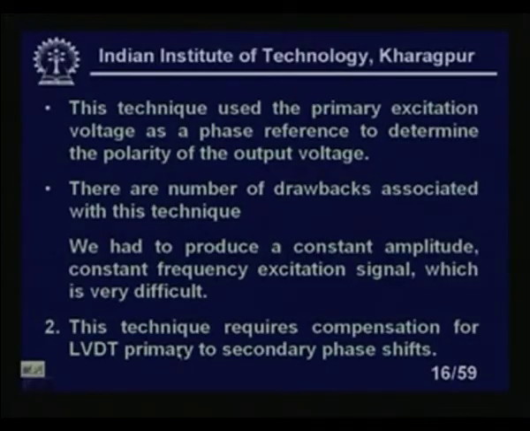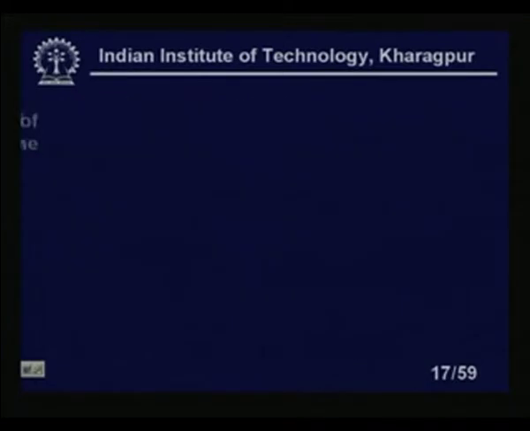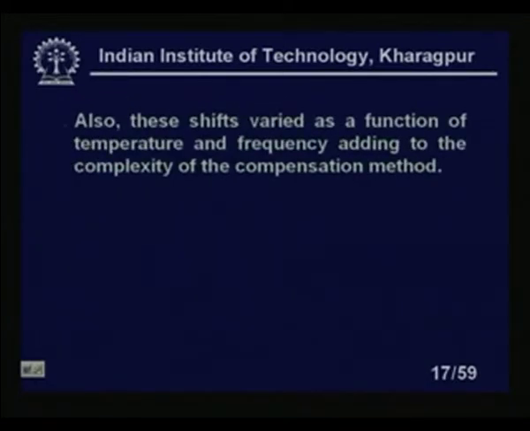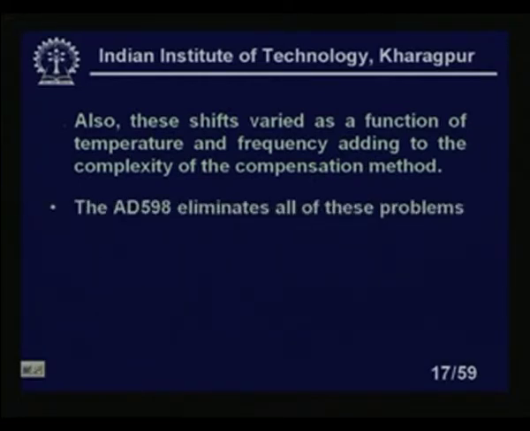This technique requires compensation for LVDT primary to secondary phase shifts. Also, these shifts vary as a function of temperature and frequency, adding to the complexity of the compensation method. So, all these things can be avoided. The 8598 eliminates all of these problems.